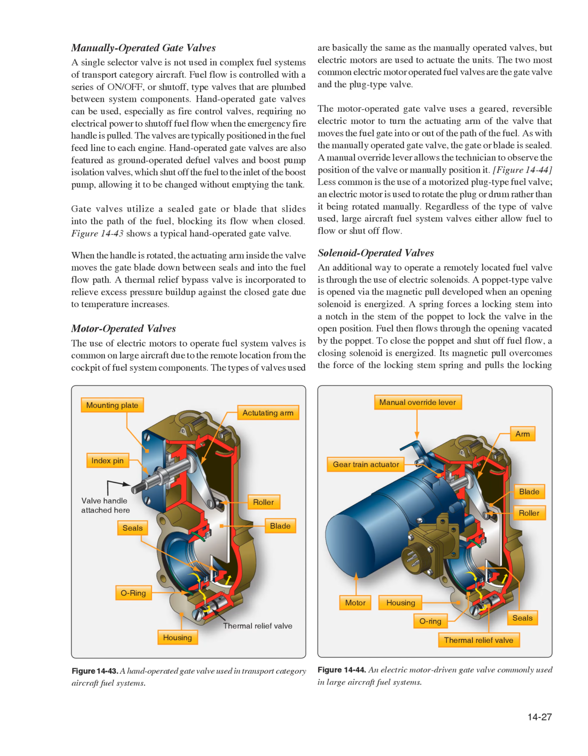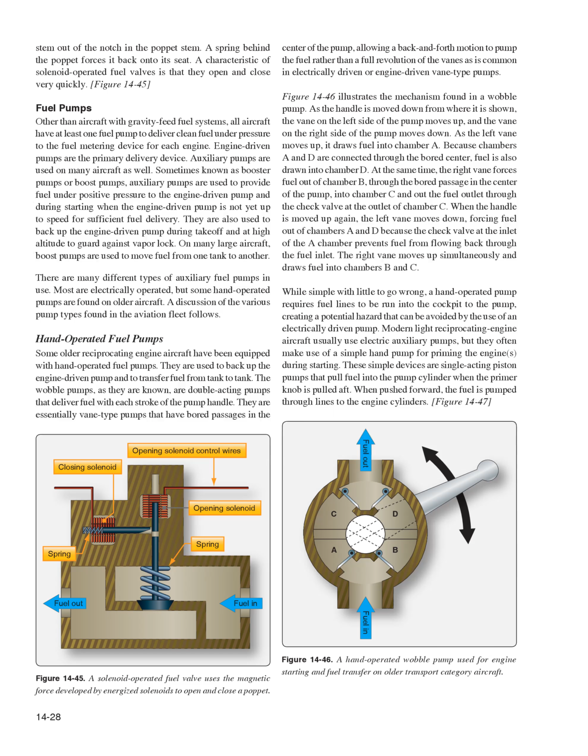A poppet-type valve is opened via the magnetic pull developed when an opening solenoid is energized. A spring forces a locking stem into a notch in the stem of the poppet to lock the valve in the open position. Fuel then flows through the opening vacated by the poppet. To close the poppet and shut off fuel flow, a closing solenoid is energized. Its magnetic pull overcomes the force of the locking stem spring and pulls the locking stem out of the notch in the poppet stem. A spring behind the poppet forces it back onto its seat. A characteristic of solenoid-operated fuel valves is that they open and close very quickly. Figure 14-45. Fuel pumps.